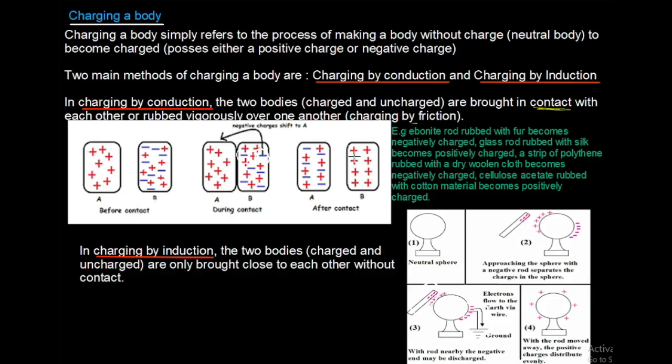That is it. Other examples of charging by contact: an ebonite rod rubbed with fur becomes negatively charged. A glass rod rubbed with silk becomes positively charged. A strip of polythene rubbed with a dry woolen cloth becomes negatively charged. Cellulose acetate rubbed with cotton material becomes positively charged. These are some common examples of charging by conduction, and these have already been proven experimentally to have the charges as indicated here.